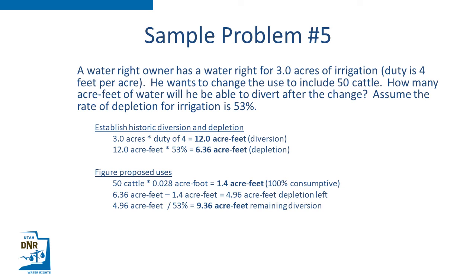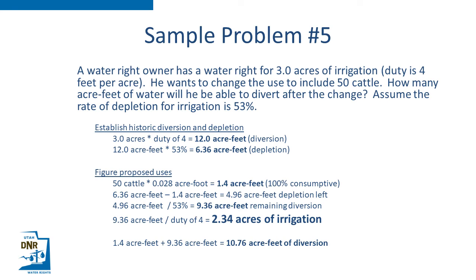So we take the 4.96 acre-feet, we're going to divide that by the 53%, and that will equal 9.36 acre-feet remaining diversion. Now we take the 9.36 acre-feet, divide it by the irrigation duty of 4, and that gives us 2.34 acres of irrigation that can now be watered under this application. So 1.4 acre-feet plus 9.36 acre-feet equals 10.76 acre-feet of diversion, which you will note is less than the 12 acre-feet that we began with.